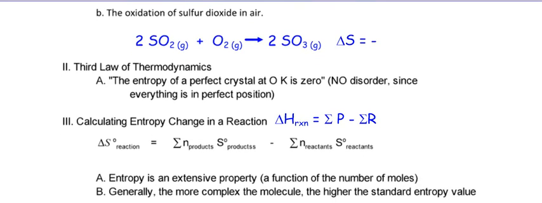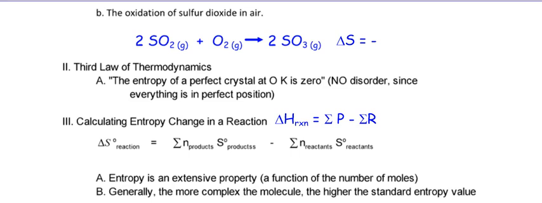So entropy is an extensive property. It's a function of the number of moles. Our definition of extensive depends on how much you have. It can be how many grams, but then grams can be converted into moles. So entropy is a function of the number of moles. It says generally, the more complex the molecule, the higher the standard entropy value. What is a complex molecule? Well, let's think of sugar.